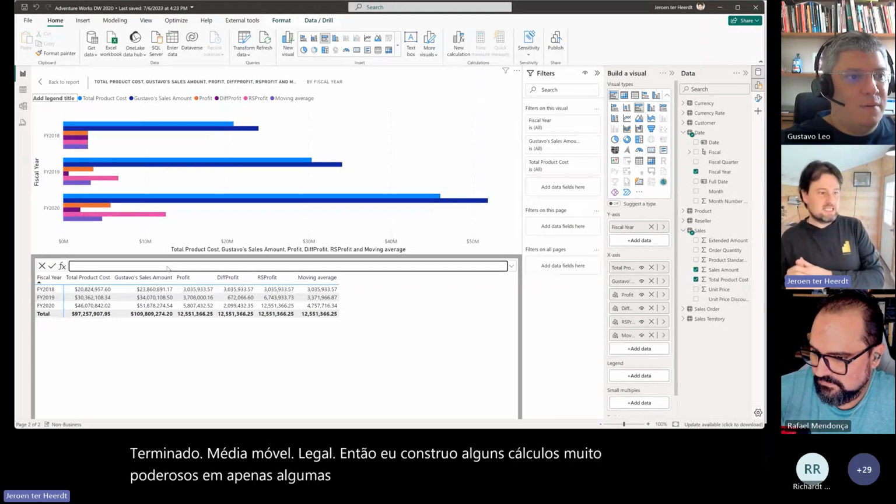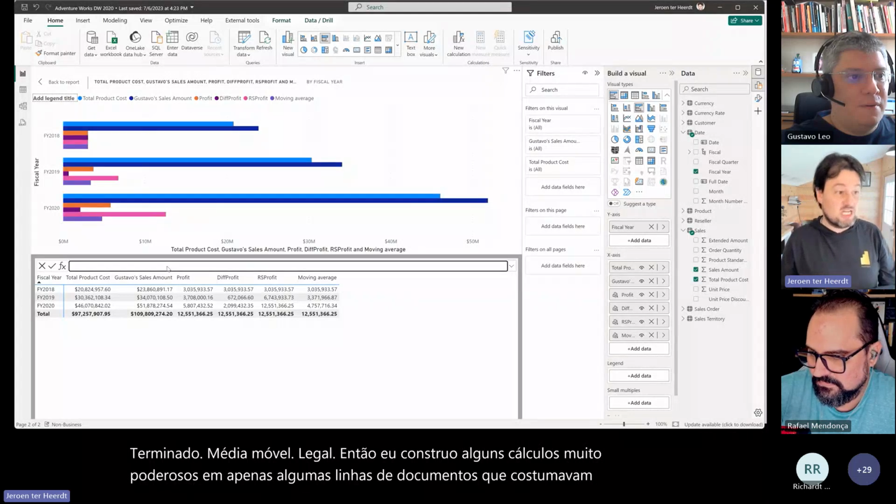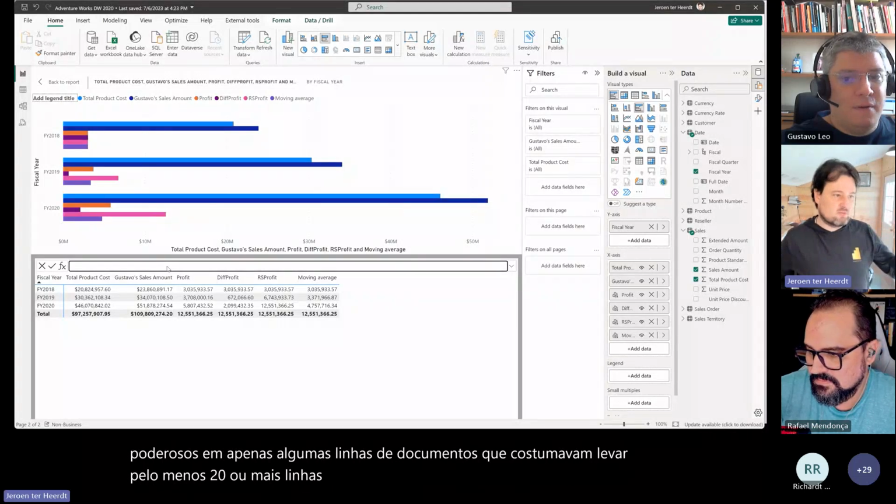So I built a couple very powerful calculations in just a couple lines of DAX that used to take at least 20 or more lines of DAX each. I wrote all of these with like 4 lines of DAX.